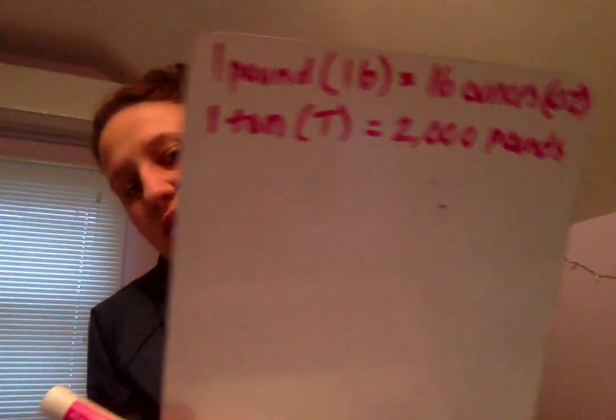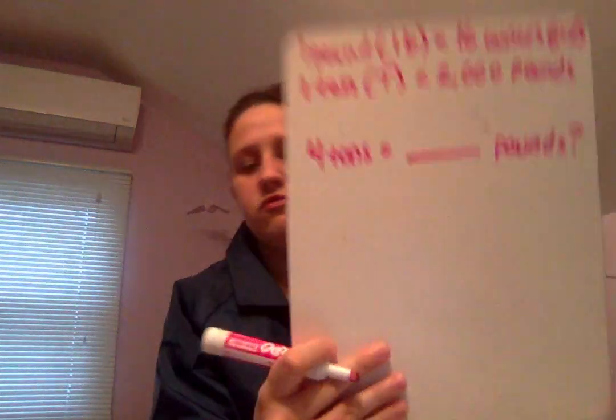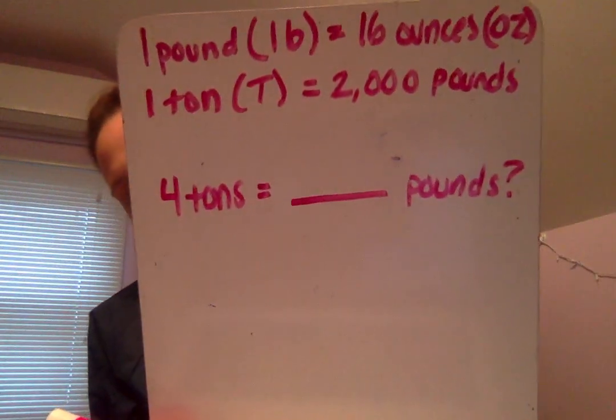And then 1 ton is 2,000 pounds. So remember, 1 ton is enormous. Now, what if I said 4 tons equals how many pounds? 4 tons equals how many pounds?